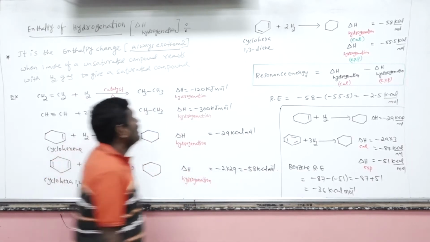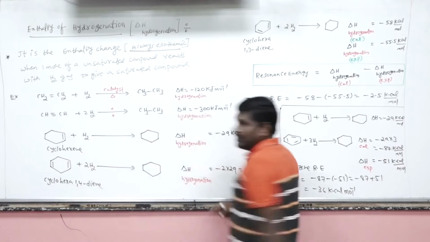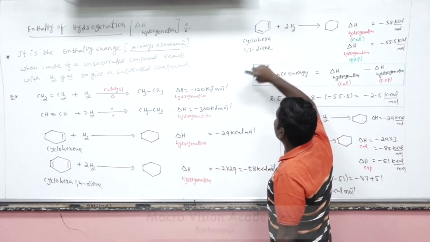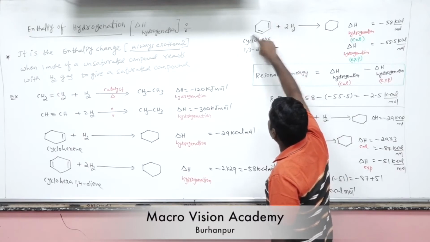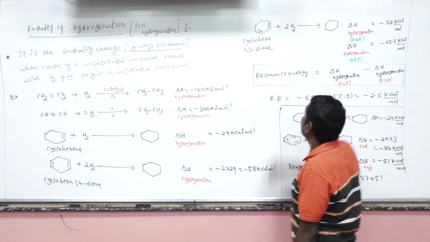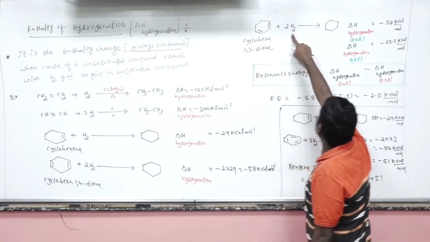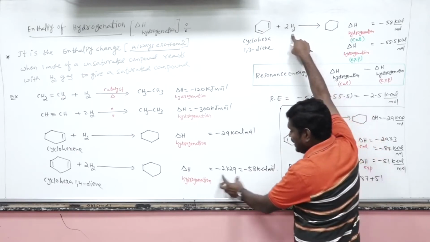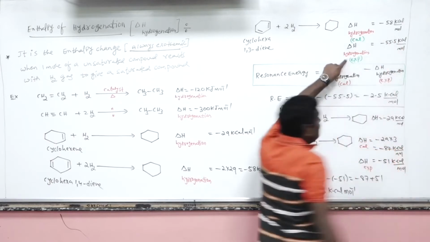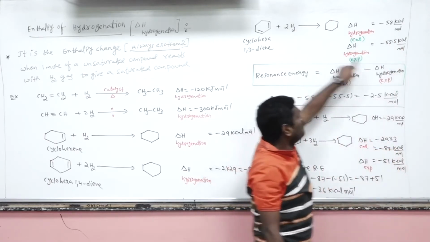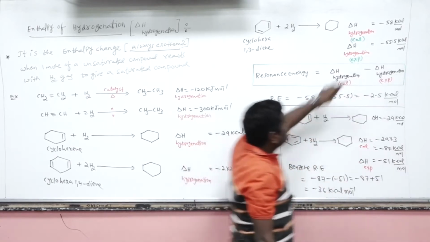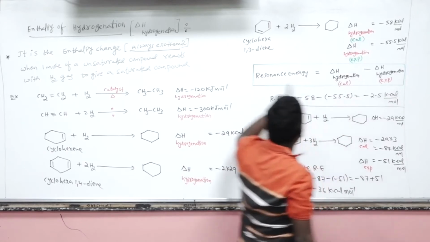Now come to the same cyclohexane ring, but I am taking the 2 pi bonds alternately. That means 1, 2, 3, 4, that is 1,3-diene, cyclohexa-1,3-diene. Then the enthalpy of hydrogenation as expected is minus 58 kilocalorie. But the experimental value actually gives minus 55.5. Now, the difference between these two energies is referred to as the resonance energy.